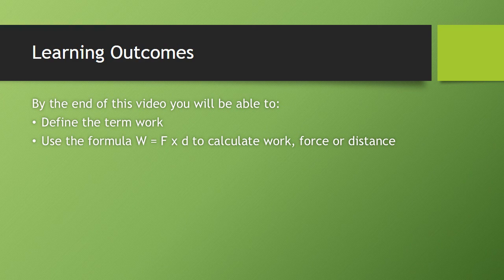So now you can define work as being the change in energy due to a force acting in a particular direction. And you can use the formula to calculate work, force, or distance, remembering that the force and the distance must be parallel. And the key thing about work is that it's that connection between forces and motion with energy and the change in energy of an object.